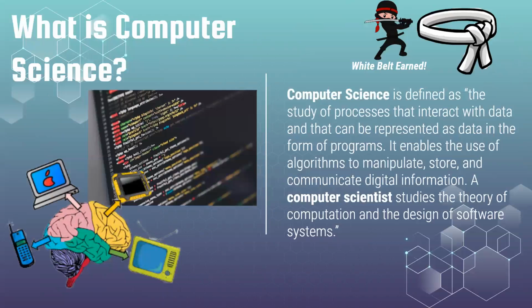So now, let's talk about what computer science actually is. Computer science is formally defined as the study of processes that interact with data and that can be represented as data in the form of programs. It enables the use of algorithms to manipulate, store, and communicate digital information. A computer scientist studies the theory of computation and the design of software systems.